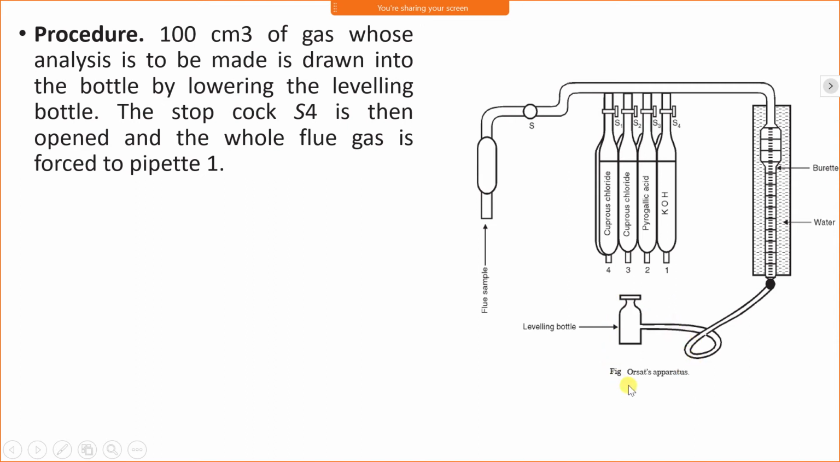When this bottle is lowered, the particular measured quantity of flue gas enters. In this case, we allow only 100 cubic centimeter of gas. The top cock S4 is then opened and the whole gas is forced to pipette 1. We open the cock S4 and allow that gas to the first pipette.